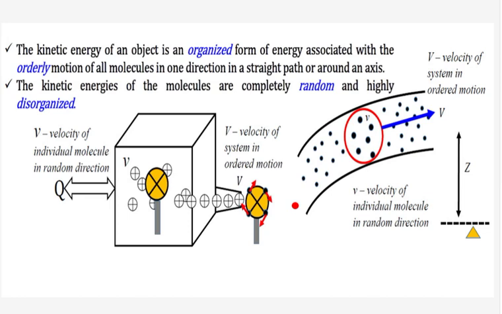Heat is coming from only one direction. Compare this one and this one: which will rotate faster, considering heat transfer? If heat is transferring from one direction only, which case will have more rotation? This one only, the second one. Now, what has happened here? Here the molecules are in random fashion.